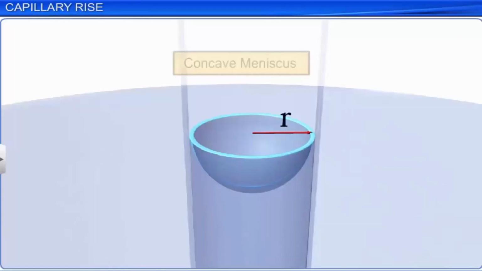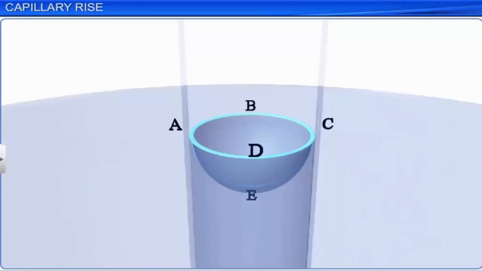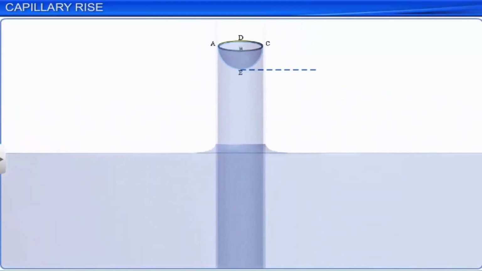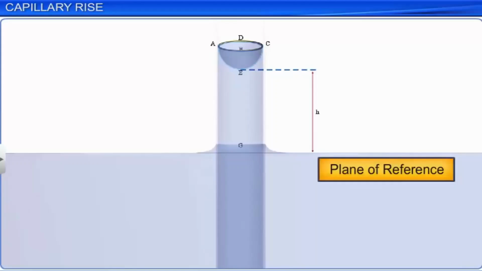Here, A, B, C, D, E represent the hemispherical surface of the liquid. A, B, C, D, A is the circular periphery of the liquid which is in contact with the inner wall of the capillary tube. The height of the liquid in the capillary tube is considered from the surface of the liquid outside the capillary tube, which is taken as the plane of reference, to the lower end of the concave meniscus.